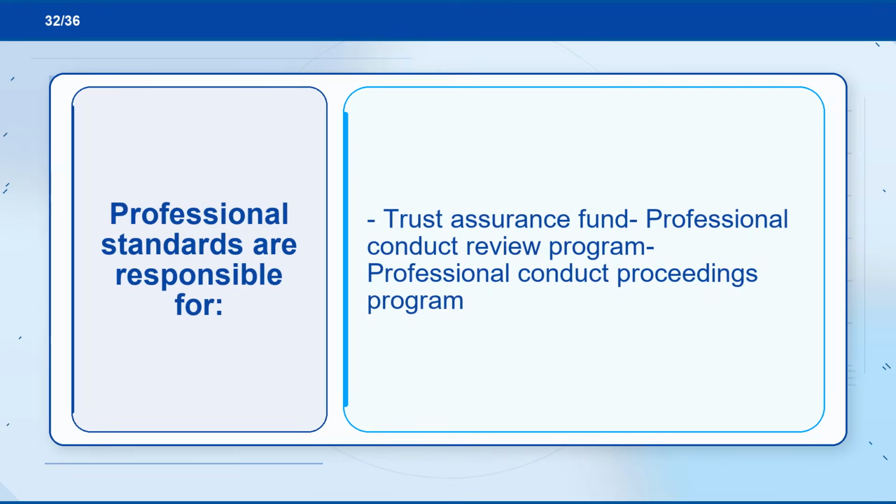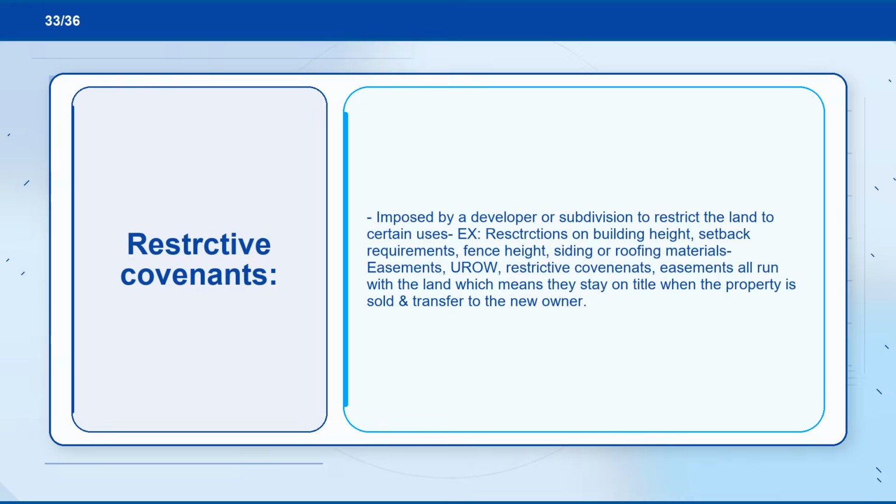Flashcard 32. Term, professional standards are responsible for. Definition: trust assurance fund, professional conduct review program, professional conduct proceedings program. Flashcard 33. Term, restrictive covenants. Definition: imposed by a developer or subdivision to restrict the land to certain uses. Examples: restrictions on building height, setback requirements, fence height, siding or roofing materials.